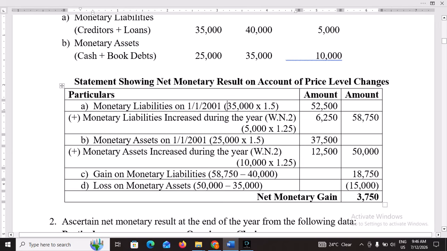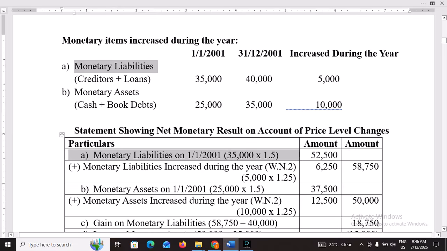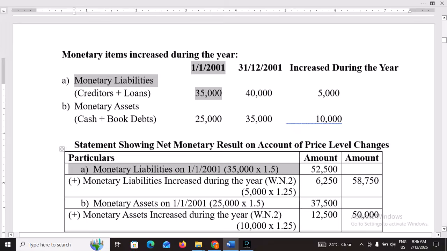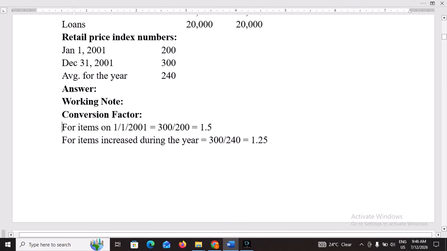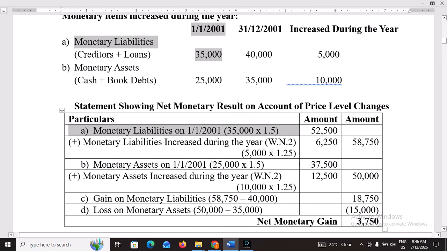First, monetary liabilities on 1/1/2001, the opening monetary liabilities. How much? 35,000. The conversion factor is 1.5, so 35,000 into 1.5 is 52,500. Any doubt?